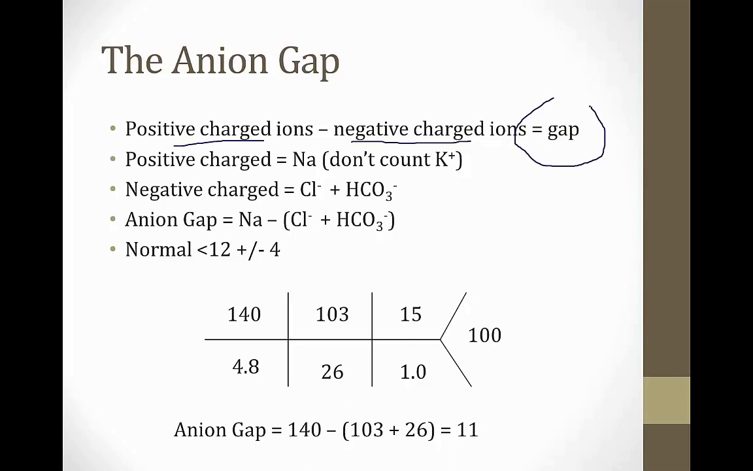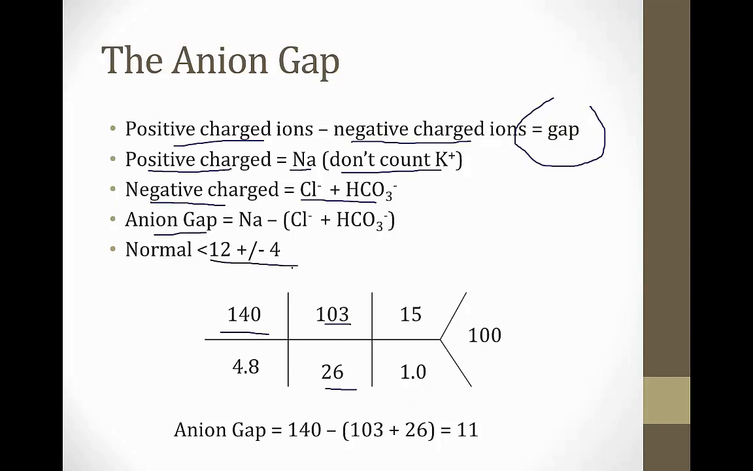Now, to make this even more confusing, the routinely measured positively charged ions only include sodium. We don't count potassium. So the only positively charged ion that counts towards the anion gap is sodium. The only negatively charged ions that count towards the anion gap are chloride and bicarbonate. So if you look at our fishbone at the bottom of the screen here, to calculate the anion gap for a given patient, you take the sodium level and subtract the chloride and bicarbonate level, and that will give you the anion gap. And a normal value is anything less than 12 plus or minus 4.